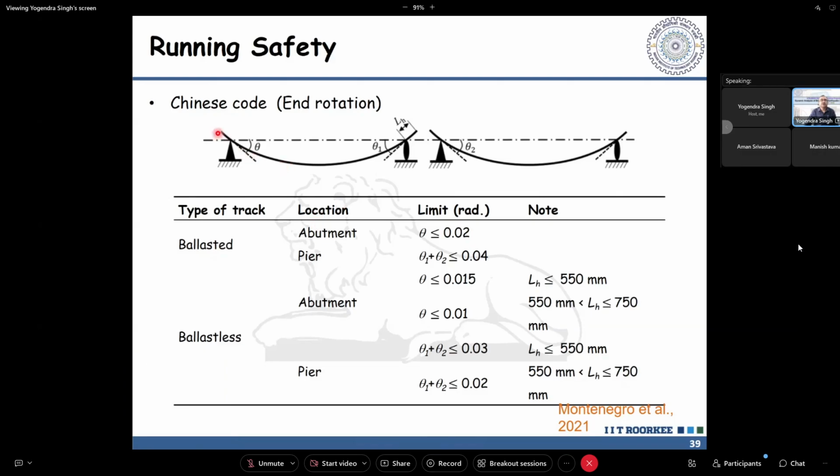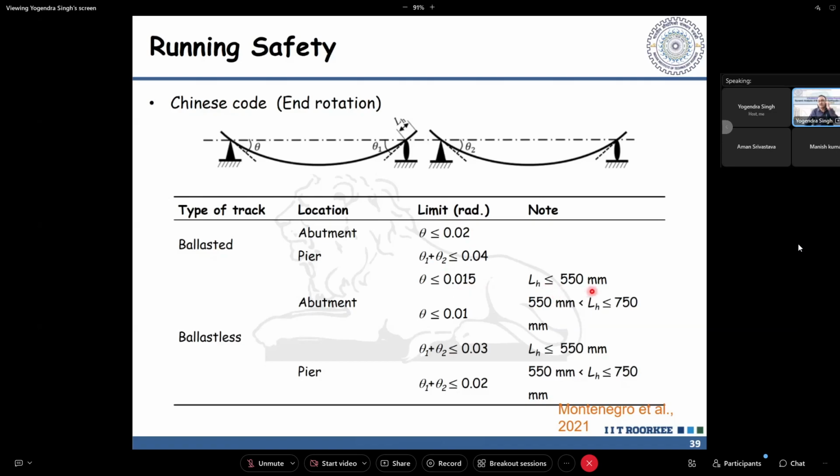So what you see here, when this is rotating, this end will lift up and a gap will be created here. Depending on this LH, the larger the LH, the overhang here, the more uplift and more displacement will occur. And of course, theta 1 and theta 2 are going to govern that. So a limit on theta is given. For abutment, it is 0.02, because in an abutment there is no element on the other side. In case of pier, both theta 1 and theta 2 together should be less than 0.04, and individually 0.015.